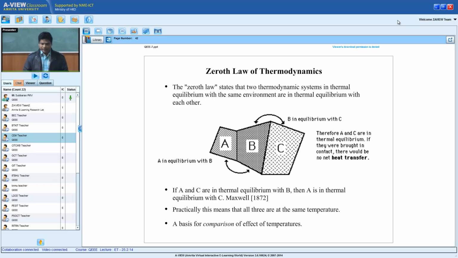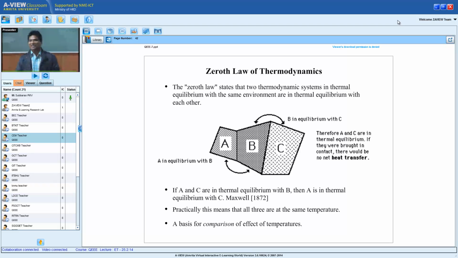So practically this means a basis for a comparison of the effect of temperature. Basically what I am doing is comparing the effect of temperature on A, the effect of temperature on B, the effect of temperature on C. So I only compare the effect of temperature. What is the effect of temperature on a thermometer? Volume expansion. What is the effect of temperature on my body? I am developing so many disadvantages. I may be feeling weak. I am not able to get a good diet. Many problems. All these problems are the effect of temperature. Similarly, saliva has its own effect.